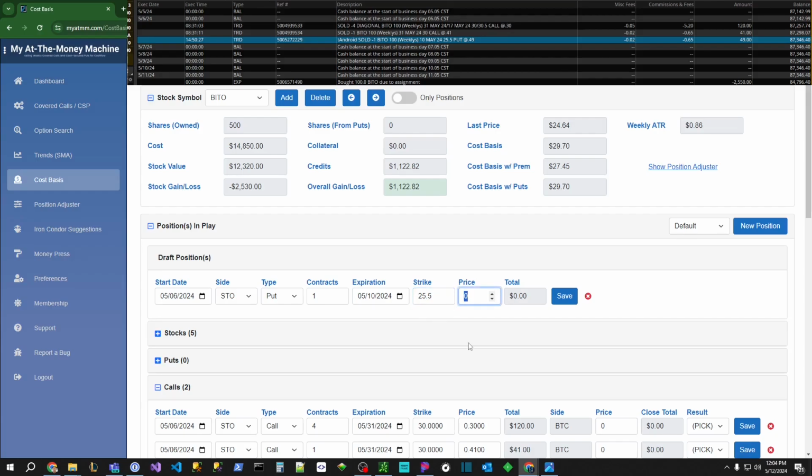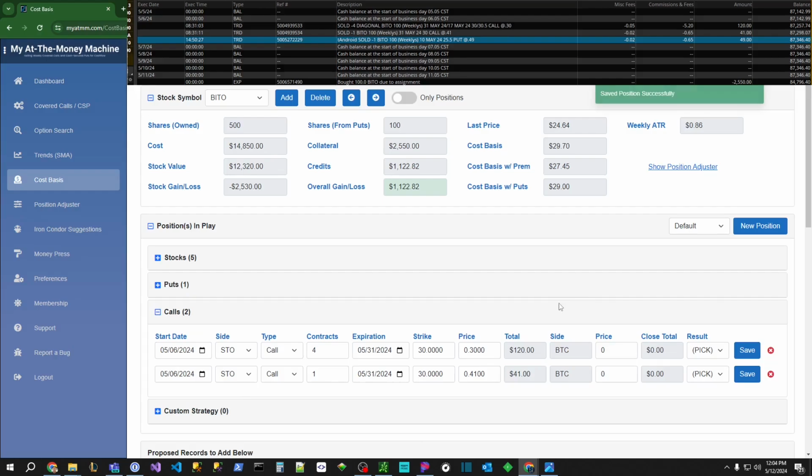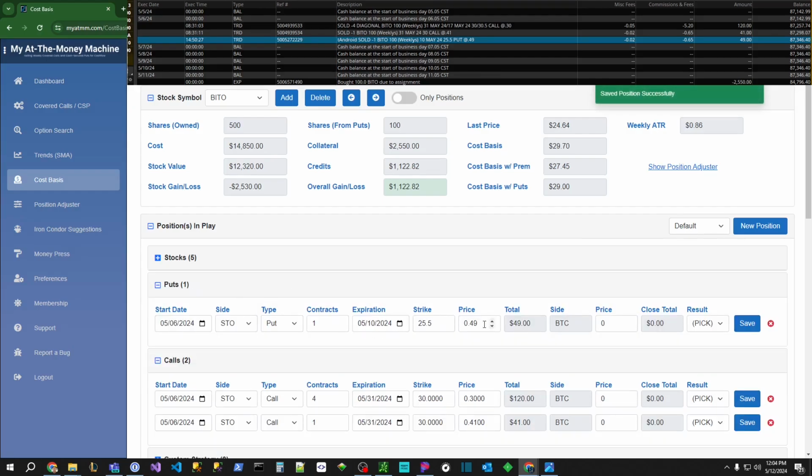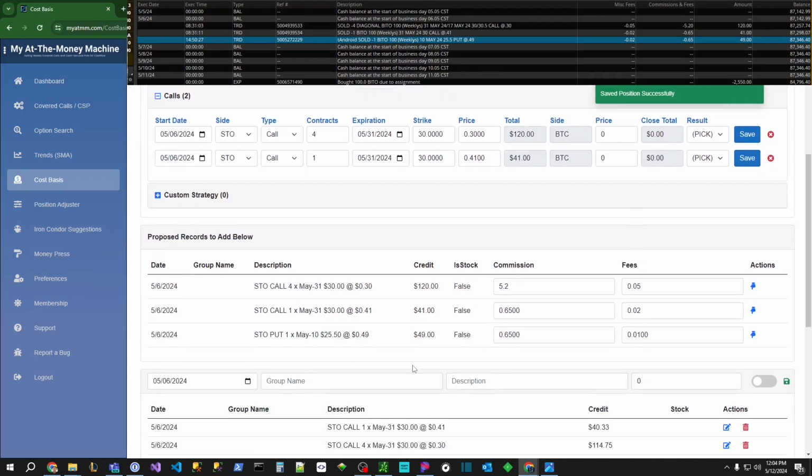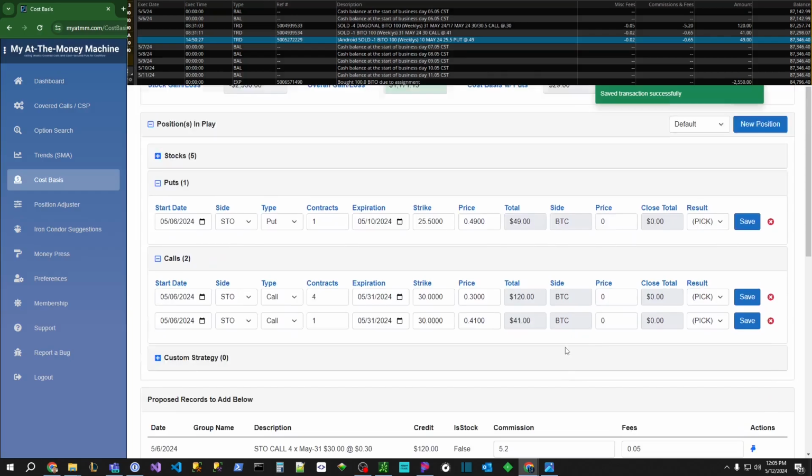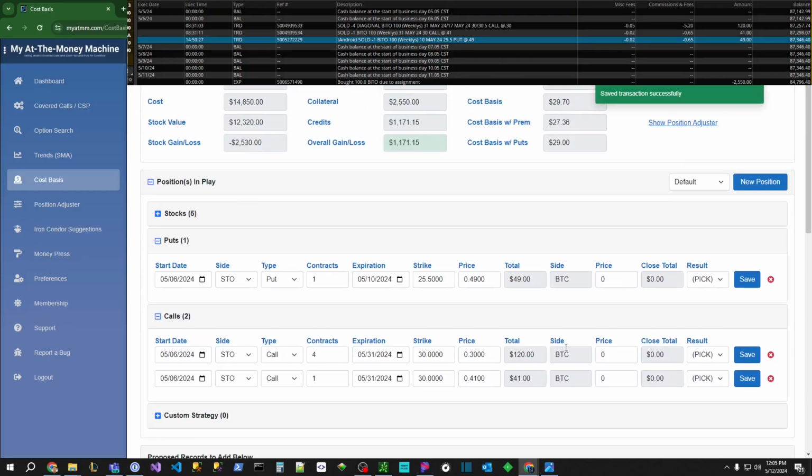Okay, the price that we did at was 49 cents. Let's click save there. It moved into this puts group right here, and the proposed transaction was right here, 49 minus 65 cents minus 2 cents for the fees. And I'm getting these numbers right here from this highlighted line of Thinkorswim that you can see. All right, so move that down. It does the calculation for me, subtracting the commission and fees. Click save. That also is now saved to the permanent transaction history.